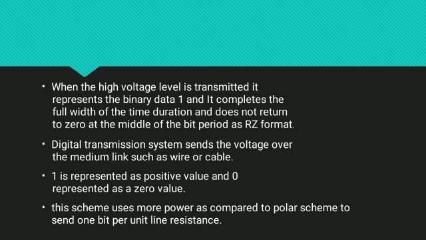A digital transmission system sends the voltage over a medium link such as wire or cable. 1 is represented as a positive value and 0 is represented as 0 value. This scheme uses more power as compared to the polar scheme to send 1 bit per unit line resistance.